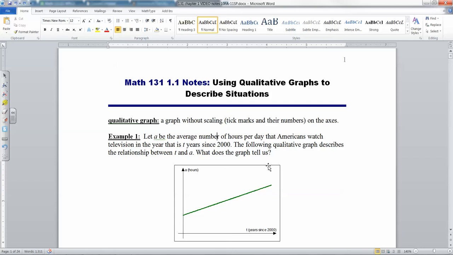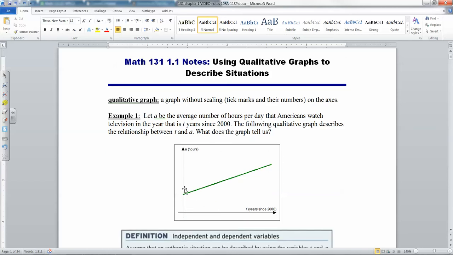So if you look at this example down here, this is a qualitative graph. You see there's no scale to it. There's no 0, 1, 2, 3, and so on. Okay, that's what makes it a qualitative graph. Speaking of which, let's read this example. Let A be the average number of hours per day that Americans watch television in the year that is T years since 2000. The following qualitative graph describes the relationship between T and A. What does the graph tell us?